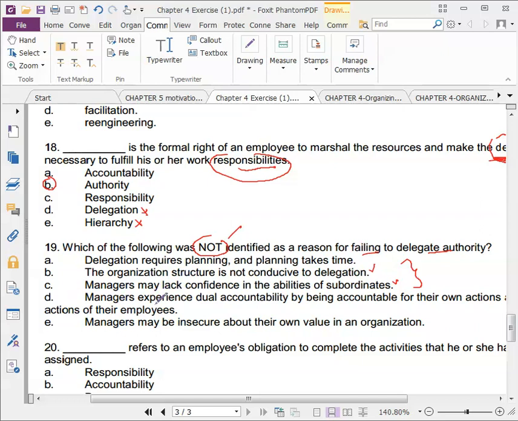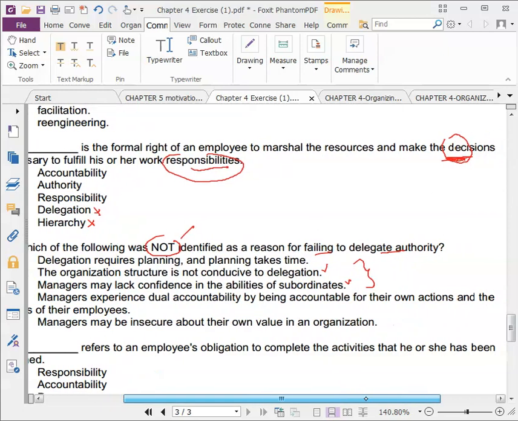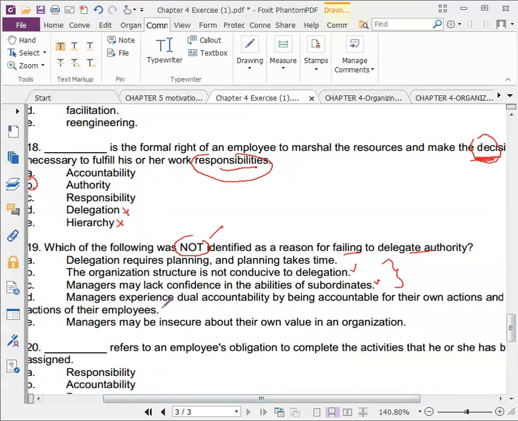Okay. So how about number D? Managers experience dual accountability by being accountable for their own action and the actions of the employees. Yes, of course. That's why the managers are afraid to delegate their authority to other employees, because they will be accountable for two actions, their actions and also their employees' actions. That's why they fail to delegate their authority. How about managers may be insecure about their own value in an organization? Of course. So these four things are the reasons why they fail to delegate their authority. They don't want to delegate their authority.